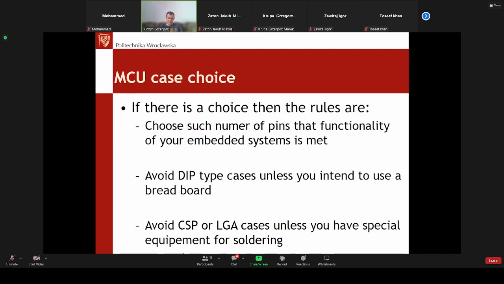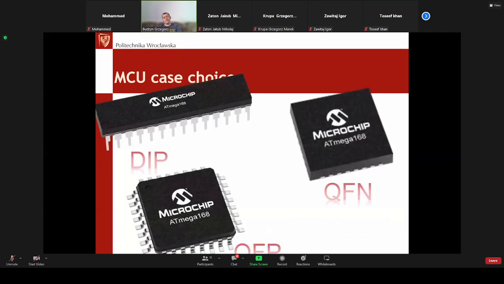Although usually we don't have this kind of problem, because I don't know if any new processor on the market is in a DIP case. And then avoid CSP and LGA cases unless you have special equipment for soldering. This is for amateurs. I met many examples of proto boards with unnecessarily small cases. We talked about it a bit before, so I won't repeat it.